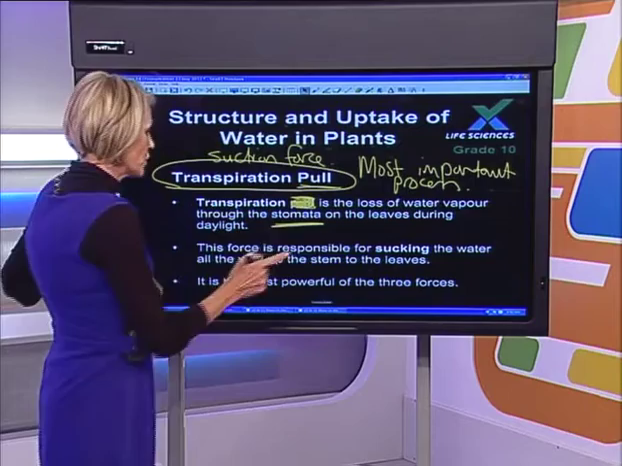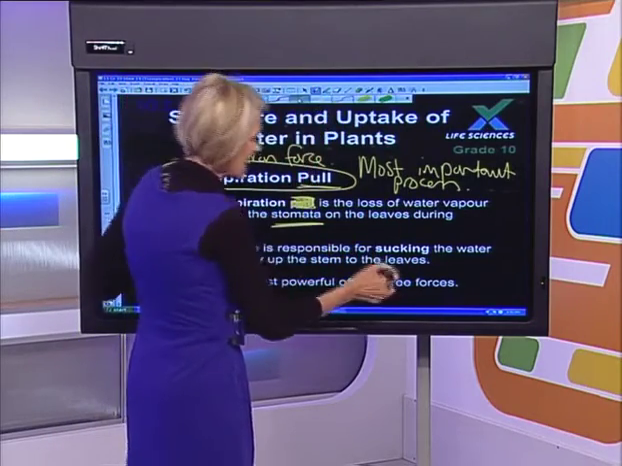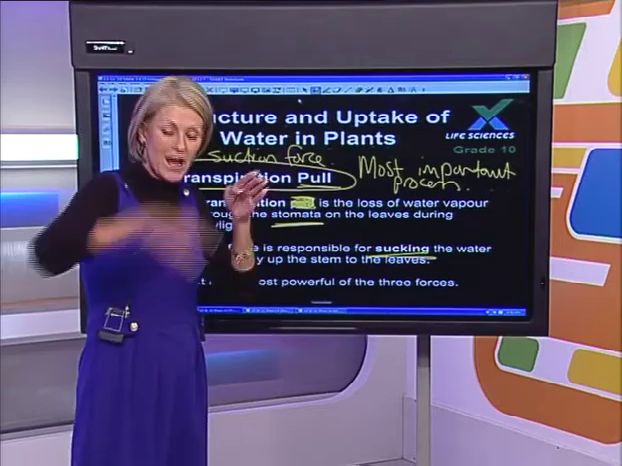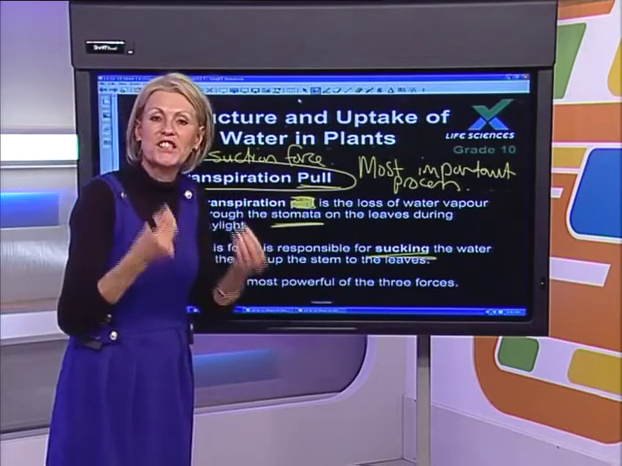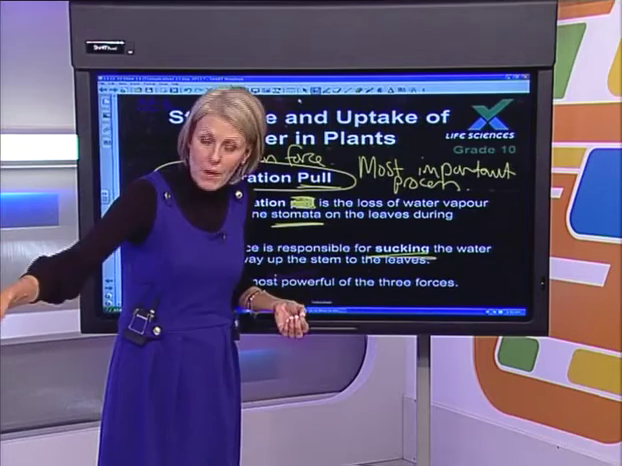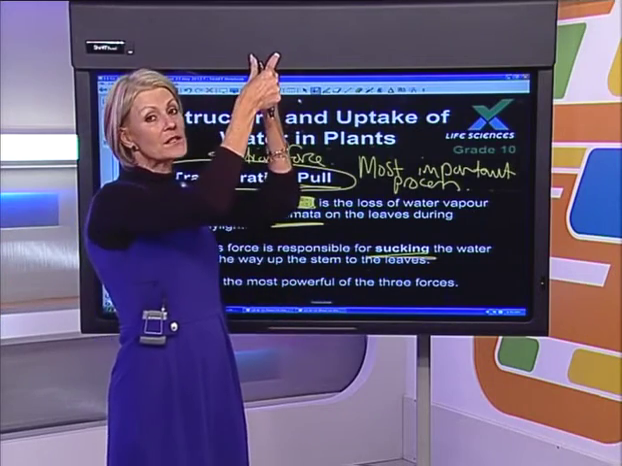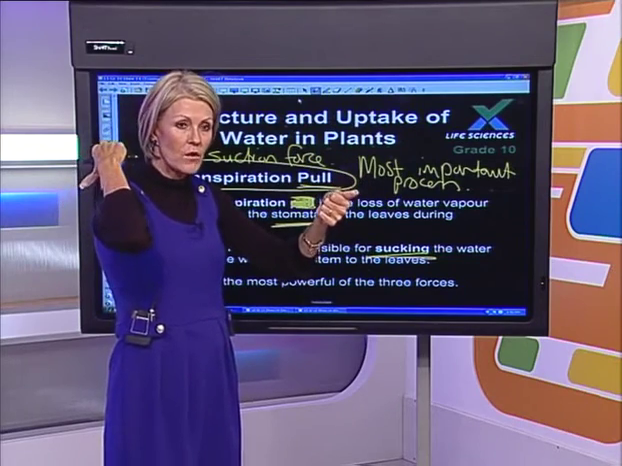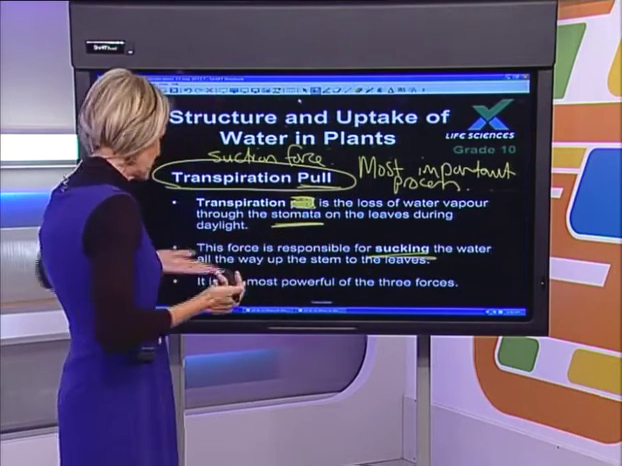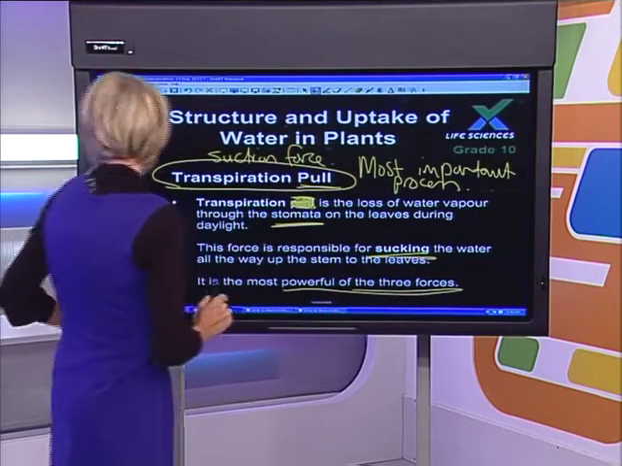Okay? The force is responsible for sucking water up a plant. Why? Because as the water comes out, it evaporates, there's space and a new one. So think of this continuous queue coming from the soil into the root, up the xylem because of capillarity, and out the leaf because of transpiration pull. All right, or the suction force of transpiration. And please, it is the most powerful of all 3 forces.